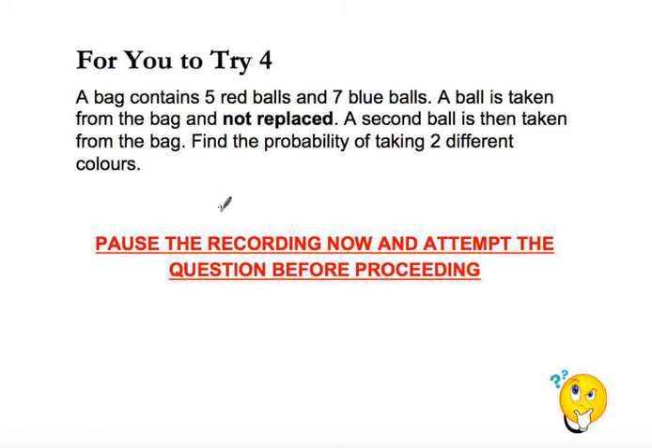So for you to try, a bag contains 5 red balls and 7 blue balls. A ball is taken from the bag and not replaced. This is an important part of it. A second ball is then taken from the bag. We want to find the probability of taking 2 different colours. So at this point, I'm going to draw a tree diagram. Remember what I said in all the information I've given you. I want you now to pause the recording and attempt the question before you proceed.